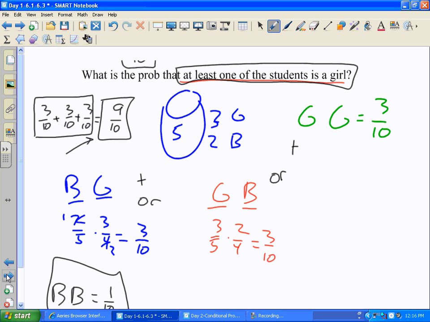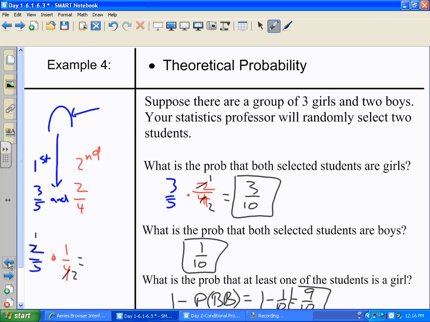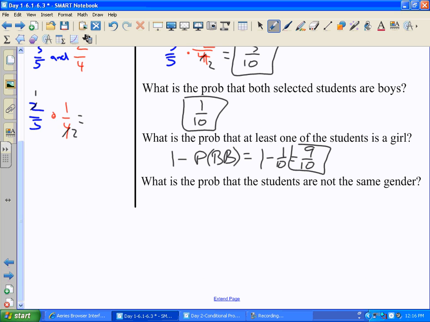Not the same gender. That happens here or here. Those are the only places. It's either girl, girl, boy, girl, or girl, boy. Not the same gender. It should make sense to you that is 6 out of 10, which you will reduce to 3 out of 5.